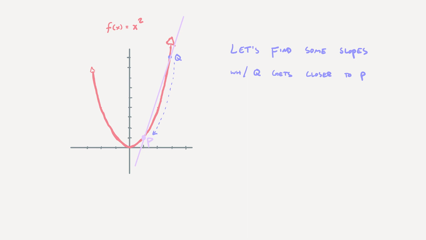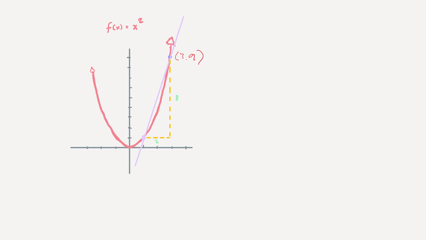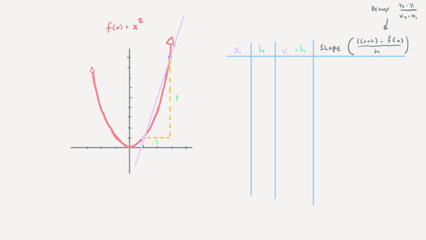So let's find some slopes where Q gets closer to P. In this first one, right, we're up here. The first one is still 1, 1. So that's what we're going to be using. I'm going to set up a nice table here to keep track of all this stuff. X is going to be like our X1. X plus H is going to be like our X2. So that's going to comprise the denominator. But in reality, all I'm going to do is look at the rise divided by the run. The run is going to be the horizontal distance that we're looking at. The rise is going to be the vertical distance.